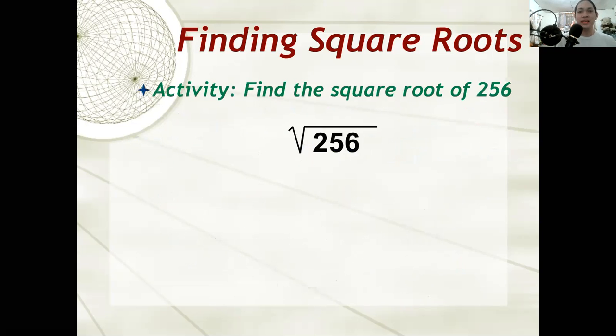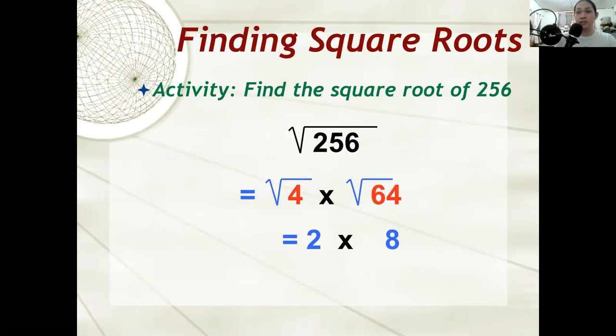Let's do this activity. Find the square root of 256. If you have memorized it, then you can answer it right away. But if you haven't memorized it, you can factor 256, the radicand, into the square root of 4 times the square root of 64. So you have 2 times 8, and you will have 16 as the square root of 256. Easy, right? I know you can get it right away.